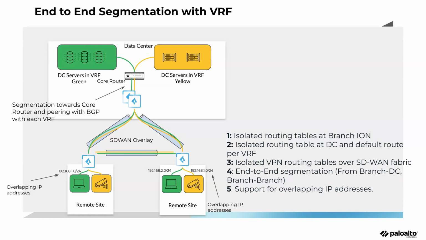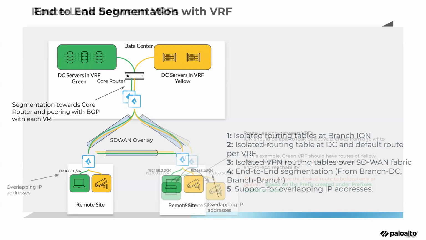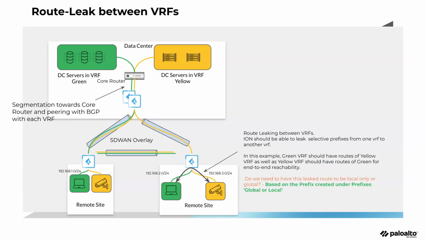So really, this is pretty straightforward stuff, end-to-end segmentation from branch to branch, branch to DC. And then I don't want to go into all the details of it, but you'll be able to leak information or leak routes between VRFs if you need to on a selected basis. Again, I think you would use this very sparingly, because if you need a lot of communication between the segments, then you should probably leverage zone-based firewall to do the separation and segmentation versus VRF.